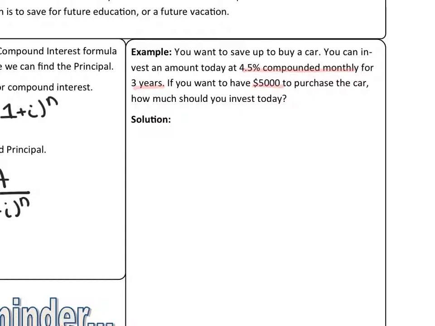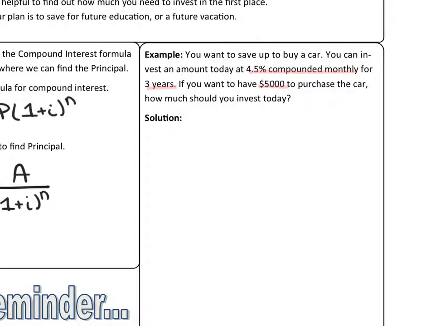Again, same thing. I'm going to make a list of the stuff that I highlighted and what we already know. So in this case, $5,000 is what we want in the future, so that is A. What we're going to invest, we don't know that. That's what we're going to figure out.